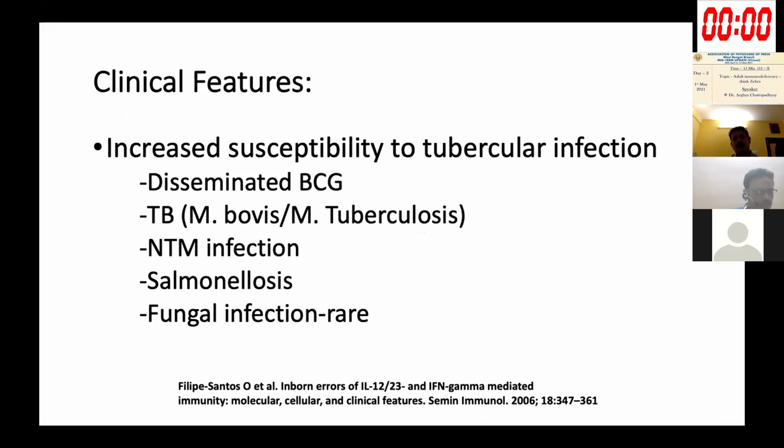So there is a hamper in the interferon gamma pathway, and that leads to this kind of uncontrolled severe tuberculosis infection. Other than tuberculosis, they can present with disseminated BCGosis, though that will usually present in the pediatric age group. NTM infection and salmonellosis, recurrent refractory salmonellosis, can be a very important clue. Salmonella osteomyelitis can be a very important clue for whether you are dealing with a case of Mendelian susceptibility to mycobacterial disease.